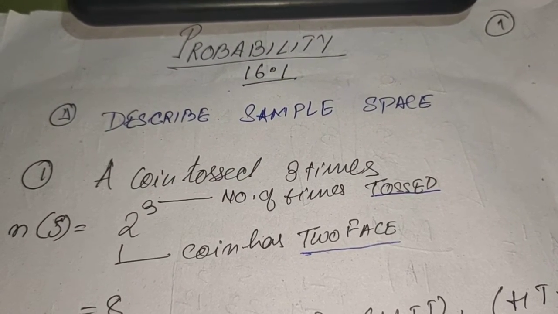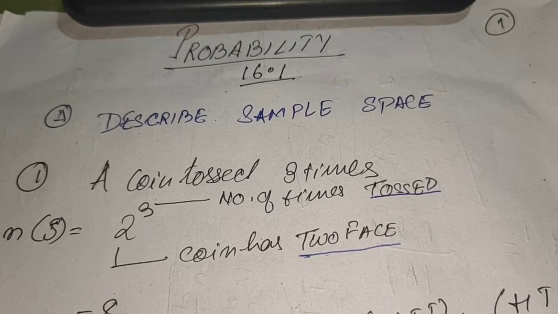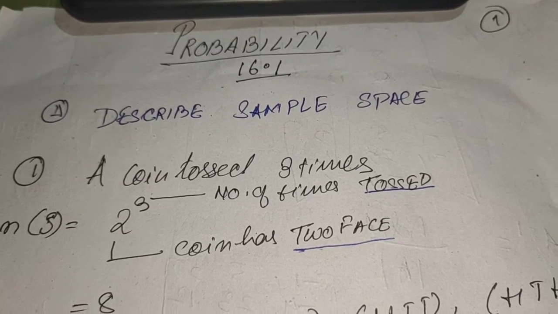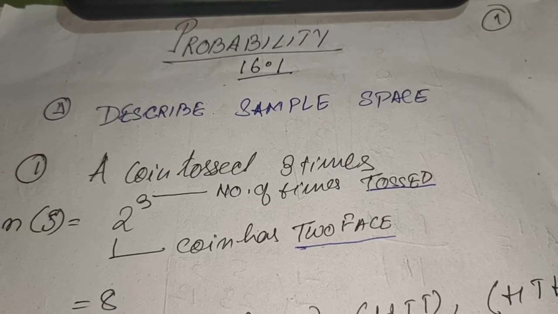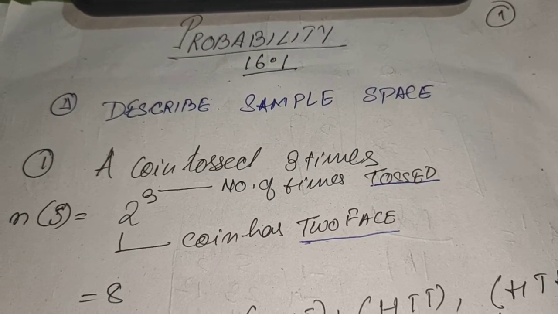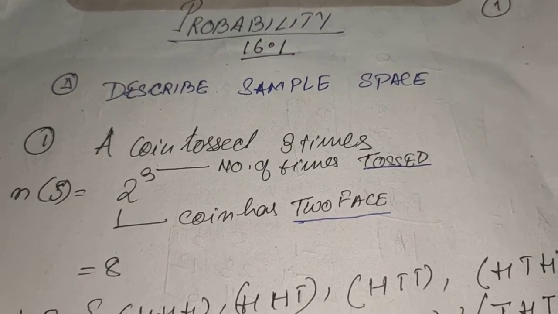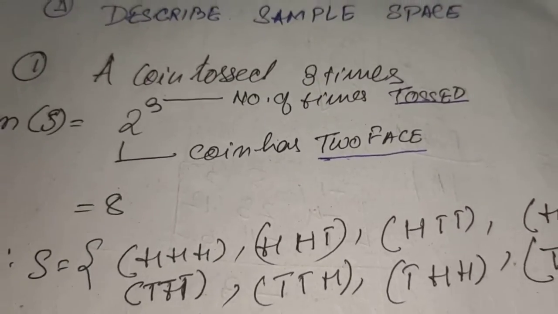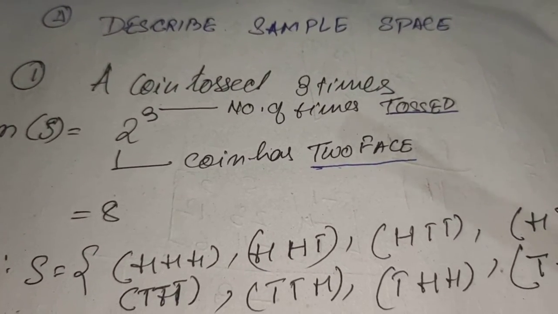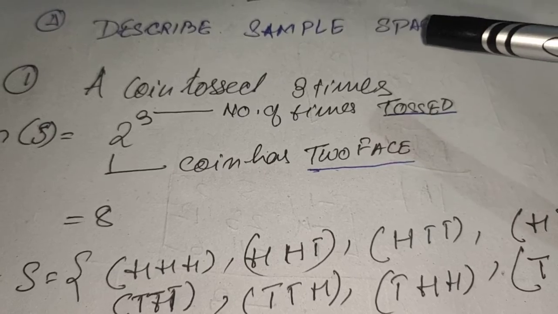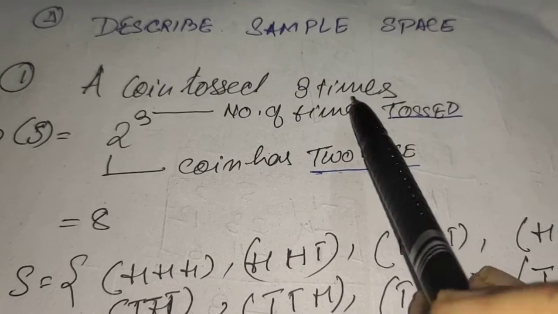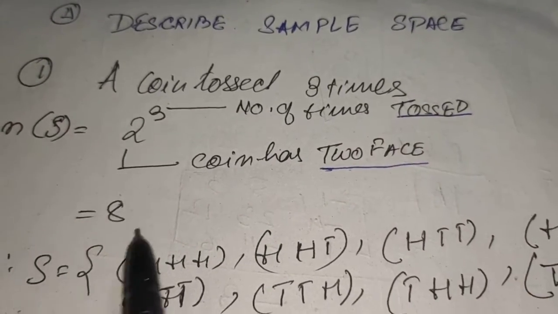Today we will discuss exercise 16.1 from the class 11 NCERT book, and this is a chapter of probability. The first question says to describe the sample space. It is given in the question that we toss a coin 3 times. When we toss any coin 3 times, it has 8 outcomes.